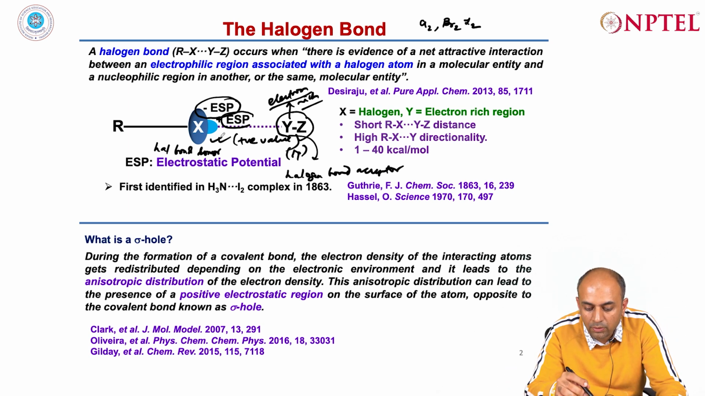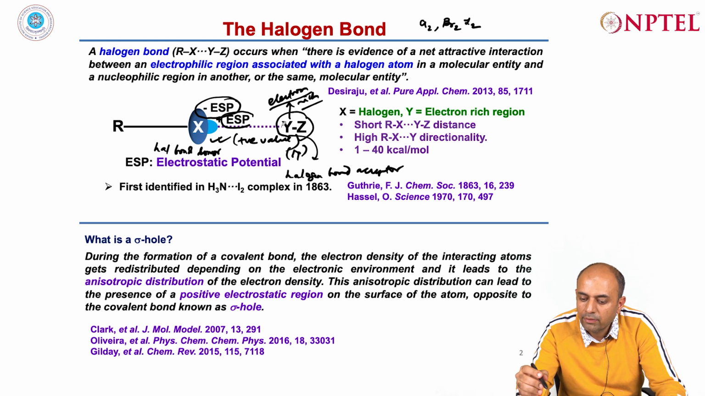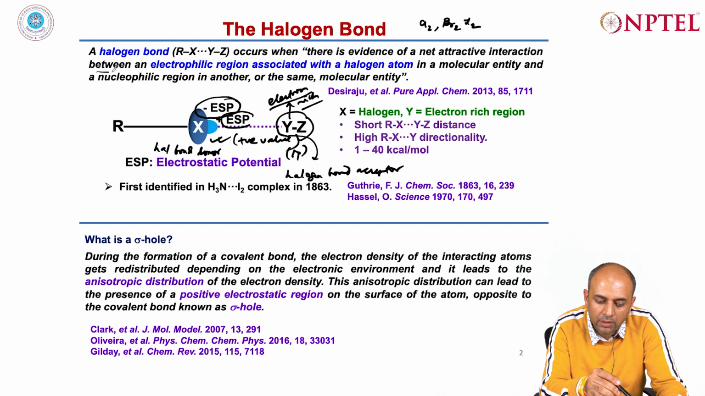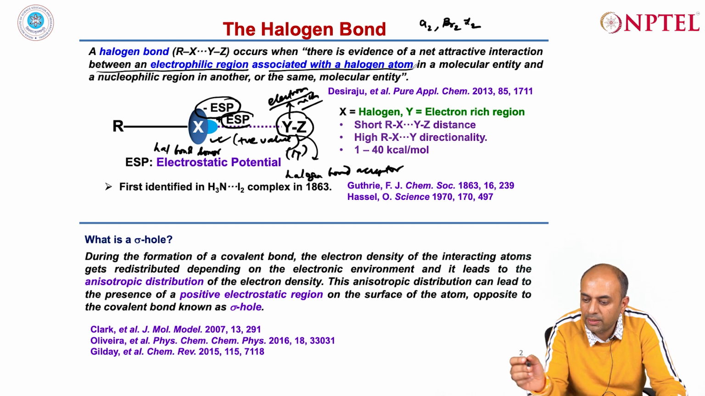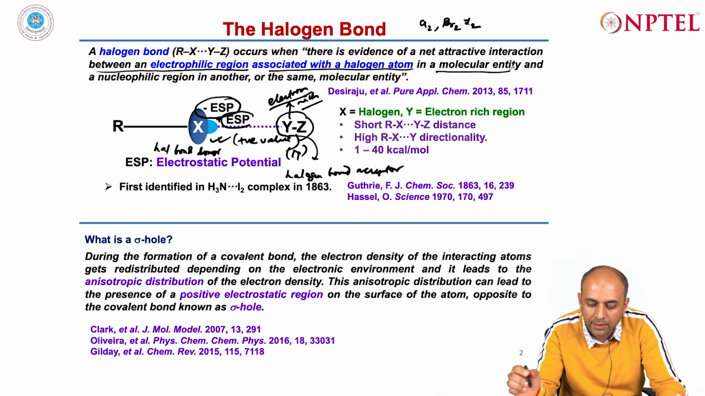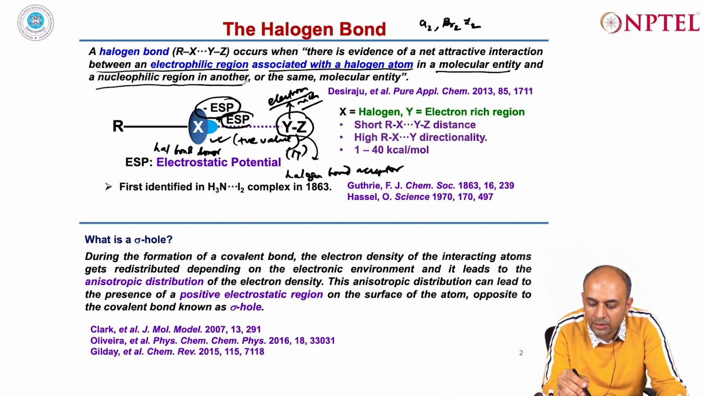So, definitely there is electrostatic interaction to start with, because this is deficient and this is electron rich, and this constitutes the halogen bond which is driven by the sigma hole. Now, the definition of halogen bond is as follows: there is evidence of a net attractive interaction between an electrophilic region associated with a halogen atom, which I have defined in any molecular entity, and a nucleophilic region in another specimen, either of the same or a different molecular entity.